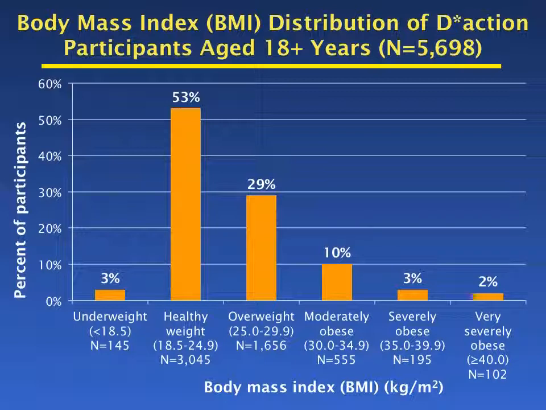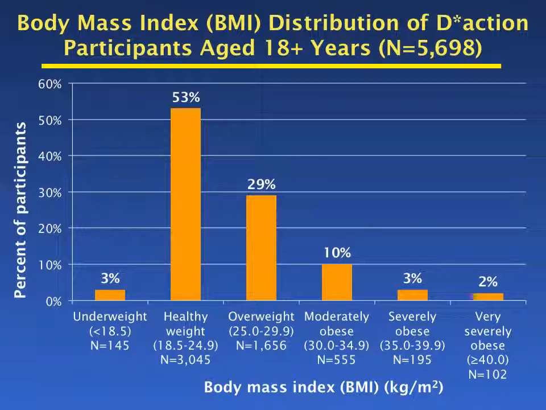BMI categories are on the x-axis and range from underweight, which is a BMI of less than 18.5, to very severely obese, which is a BMI of 40 or more. The percent of participants is on the y-axis. According to BMI, 53% of D-Action participants are at a healthy weight, 29% are overweight, 15% are obese, and 3% are underweight.